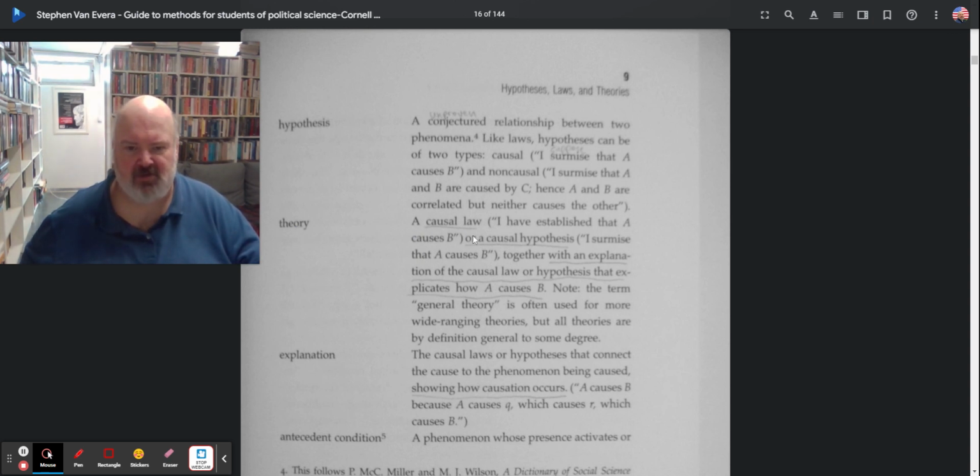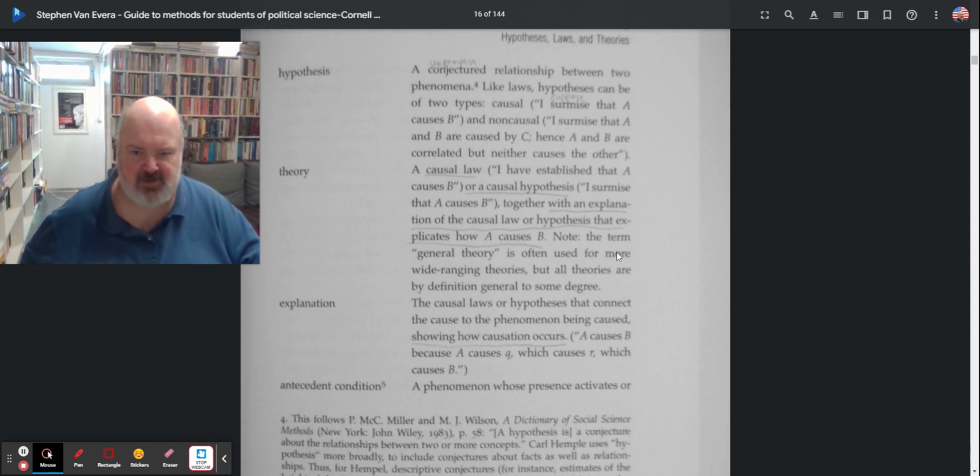Theory, a causal law. I have established, in other words, a causal law. A theory is a causal law. I have established that A causes B, or a causal hypothesis, I surmise that A causes B, together with an explanation of the causal law or the hypothesis that explains how A causes B. Note, the term general theory is often used for more wide-ranging theories, but all theories are by definition general to some degree.